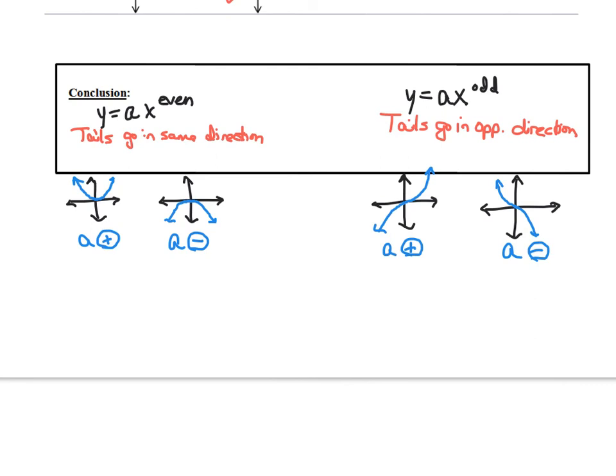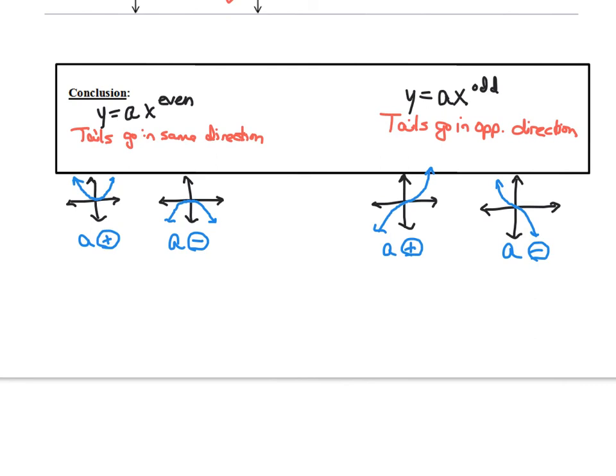So in conclusion, we're talking about two different kinds of power functions in this section. Y equals a times x to an even power, versus y equals a times x to an odd power. When I've got an even power as my highest exponent on my power function, then I see that the tails at the end of my graph go in the same direction.